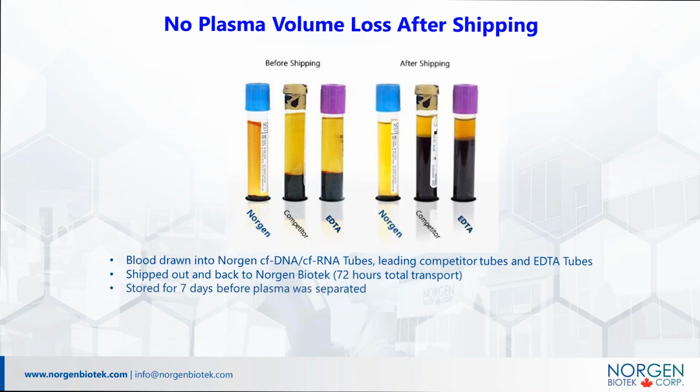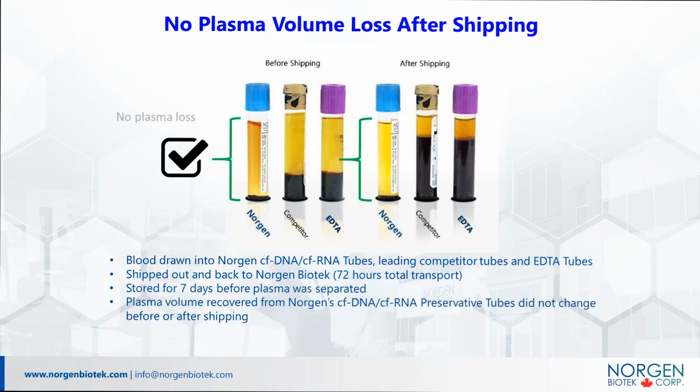As you can see, a Norgen tube before and after shipping didn't lose any of its volume, so no plasma loss. Whereas EDTA tube, for example, or the other tube, lost at least half of the preservative. So if you are planning to isolate your DNA from your samples from 4 ml, suddenly you will see 1.5 or 2 ml. So we guarantee by our chemistry that we are not going to lose volumes.